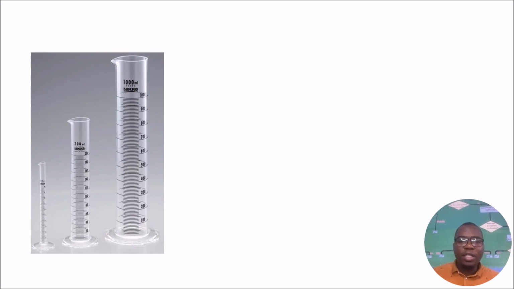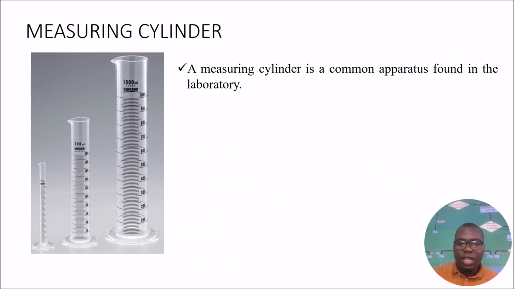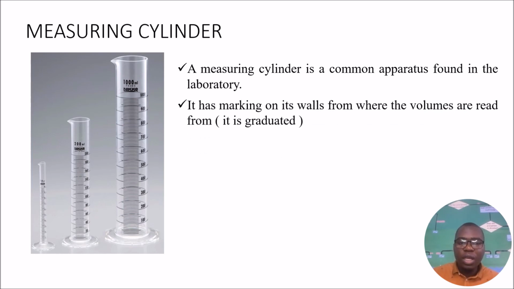All right, let's now look at some of these apparatus. So the first one that we have is a measuring cylinder. Of course, it has got different sizes. Now, we are saying a measuring cylinder is a common apparatus found in the lab. It has markings on its walls from where the volumes are read, and this is why we say it is graduated. So when we say something is graduated, meaning it is marked with a scale.